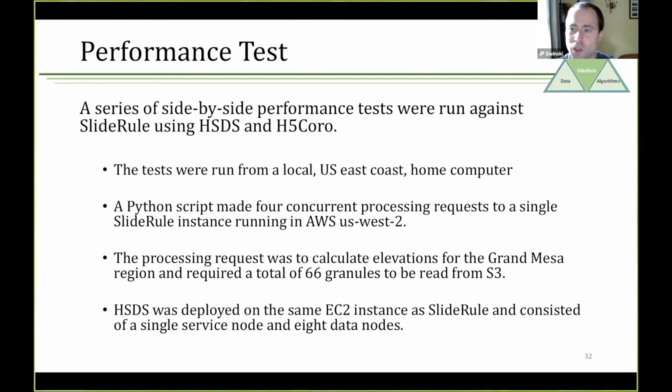So where does the rubber meet the road with actual performance numbers? We did a test. I tried to construct a typical scenario for our use case. This test read the data in multiple ways. It was about 66 granules. Each of the granules is about 2 gigabytes in size. Everything was running in AWS US West 2, and I was hitting it with a Python script from my home computer. So I did some test runs just to see what the performance was.